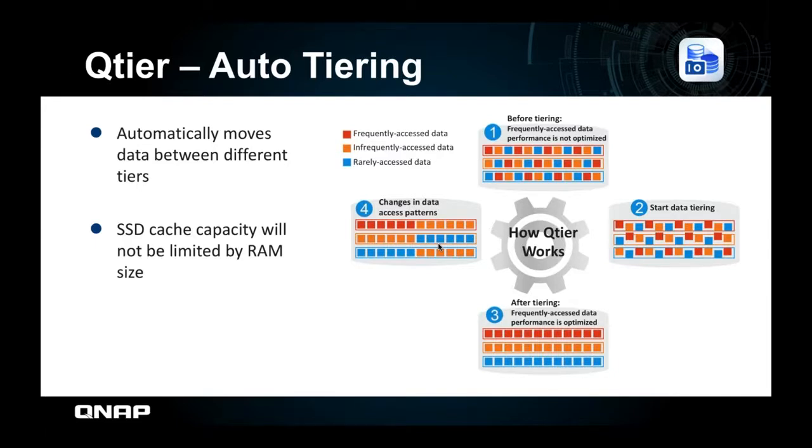An advantage of Qtier over cache is that with Qtier, the size of your SSD tier is not dependent on the amount of RAM that you have. So you can have as much SSD capacity in your SSD tier as you want, regardless of how much RAM you have.